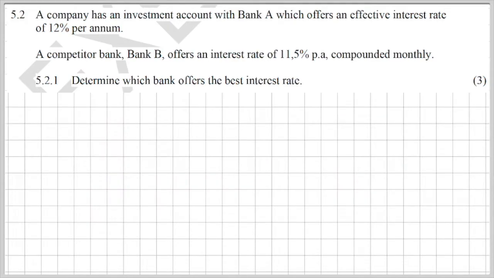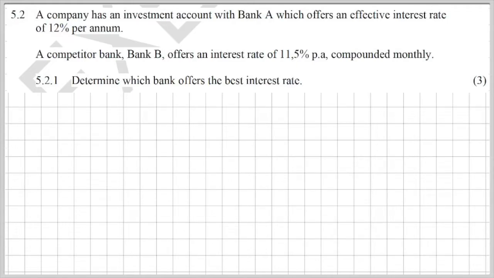Let's look at question 5.2.1. They are saying that a company has an investment with Bank A, which offers an effective interest rate of 12% per annum. Now remember, effective interest rate is by how much your money will actually grow in 1 year. So it is an annual interest rate. And they're looking at comparing it with competitor B, which offers an interest rate of 11.5% compounded monthly. So which one offers the best?